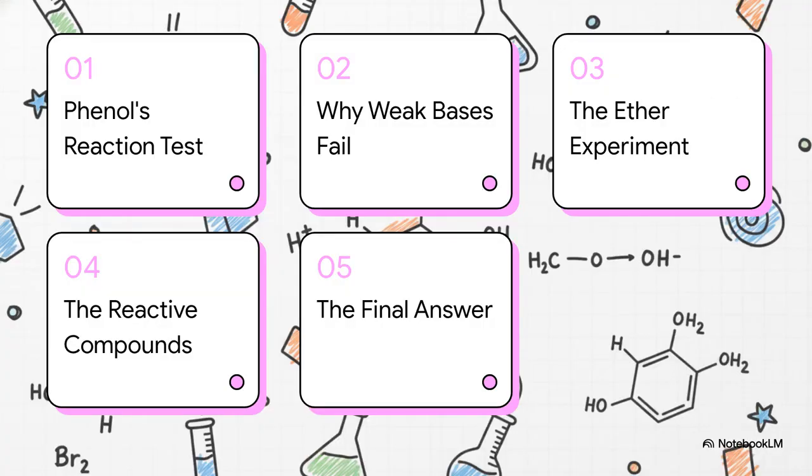First, phenol's reaction test. Second, why weak bases fail. Third, the ether experiment. Fourth, the reactive compounds. And finally, the final answer.